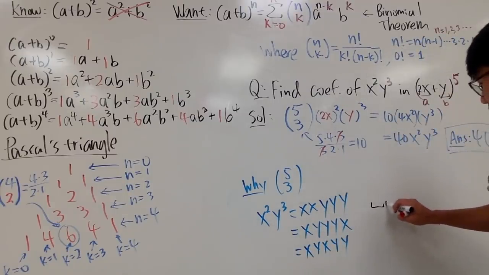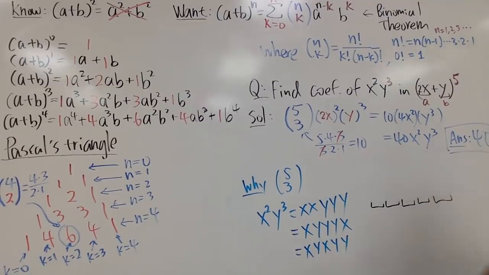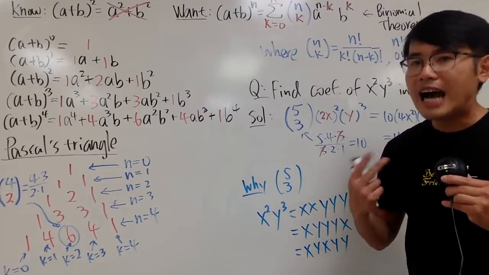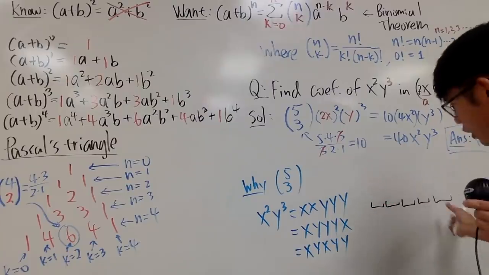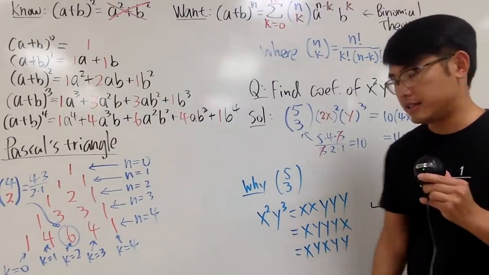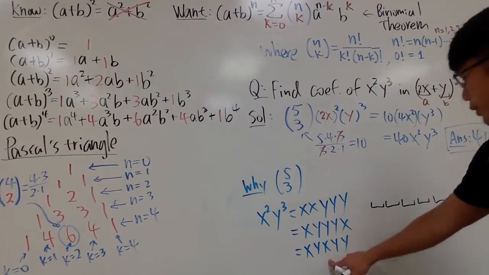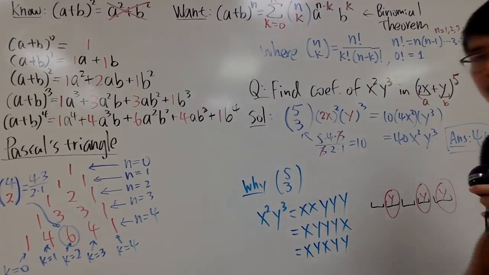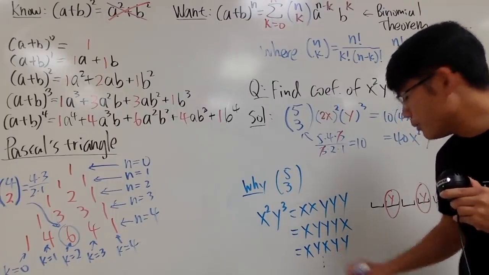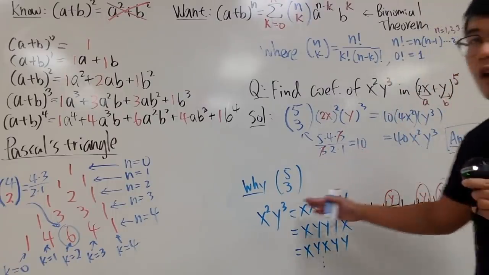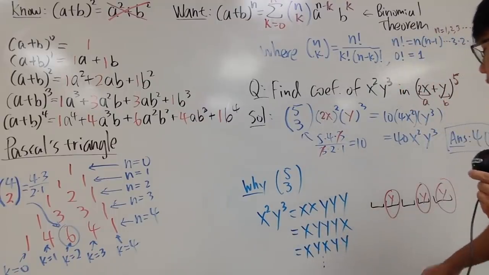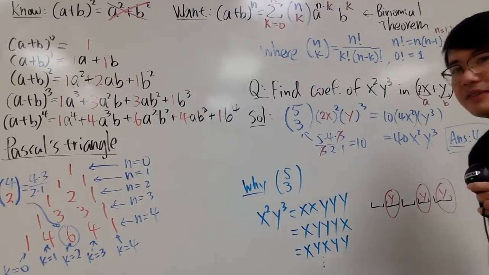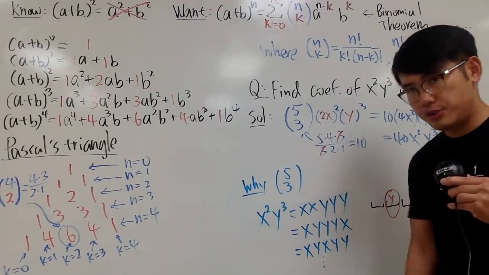Let me just write it as 5 spots right here. Among these 5 spots, you have to ask yourself, in how many ways can we choose 3 of them to become the y's? For this example, we can choose here, here, and here to be the y's. And of course, you have a lot more. How many in total? We have a total of 10 ways of doing so. You have to ask how many ways you can choose 3 places to become the y among these 5 spots. Therefore, that's why it's 5 choose 3.